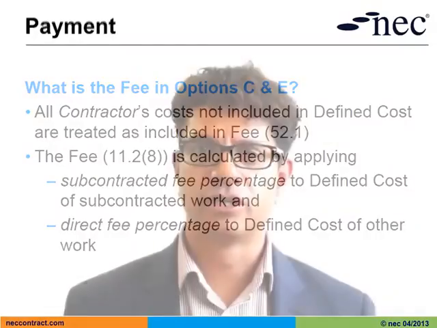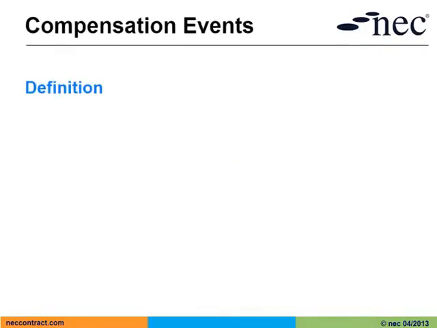We'll now move on to look at compensation events. In more traditional forms of contract, these were known as variations or variation orders. NEC contracts use the term compensation events, and we will see over the next few slides how the principles and process differ.